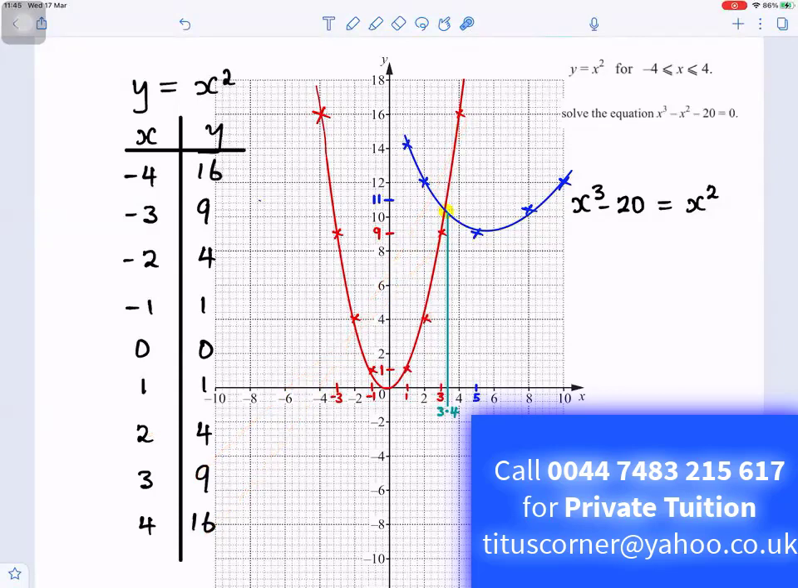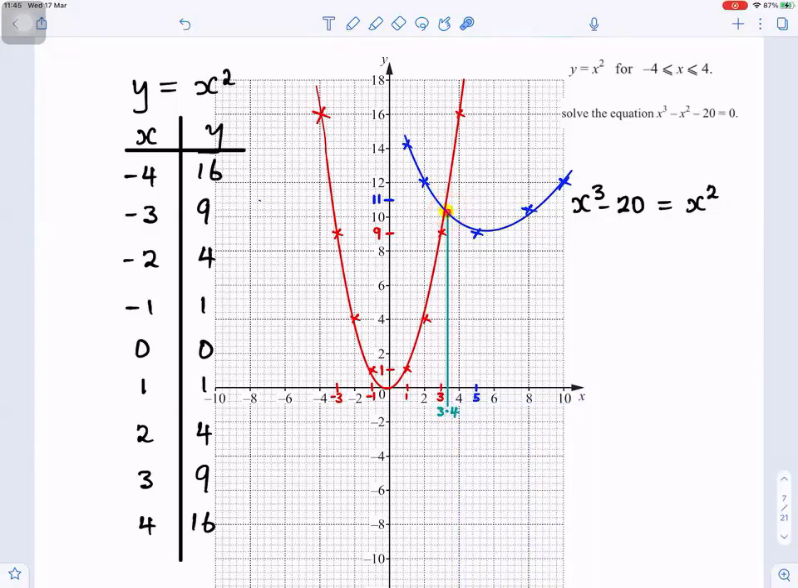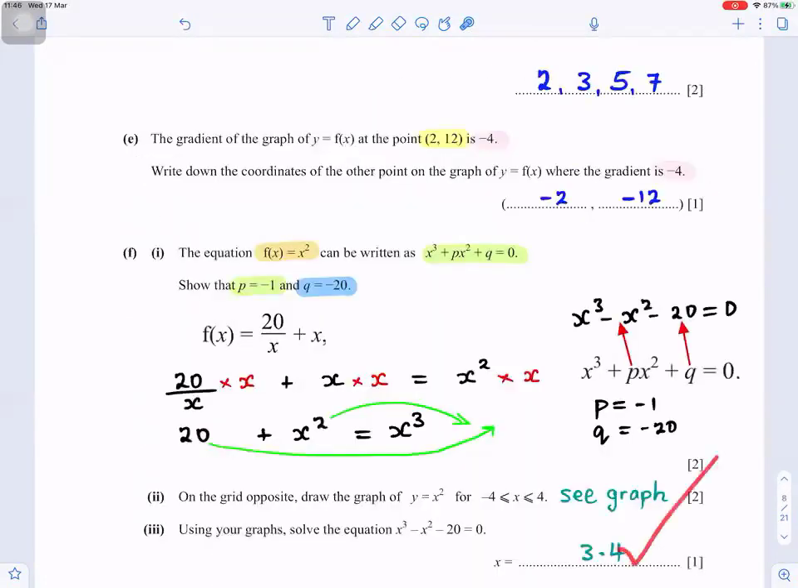So you mark all those points. And this is the original curve you had at the top there, which is in blue color. That's the first curve you had, which is in blue color. So we want to find out where the x cubed minus 20 and the x squared graphs meet. So where does the red one meet the blue one? They meet at that point. I marked it in yellow. The x value is roughly 3.4. That's where the red curve meets the blue curve. So your answer for part 3 is 3.4.